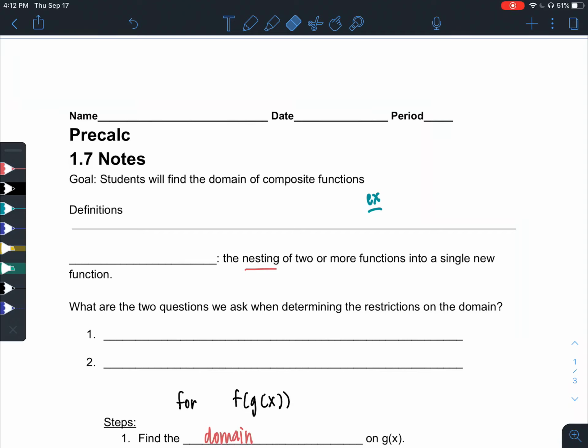Today we're going to be talking about how to find the domain of composite functions. But first, let's go over what a composite function is. A composite function is the nesting of two or more functions into a single new function. So, I'm going to give an example of this over here.